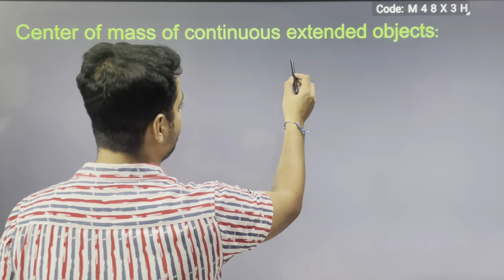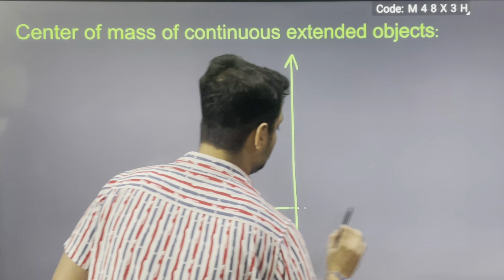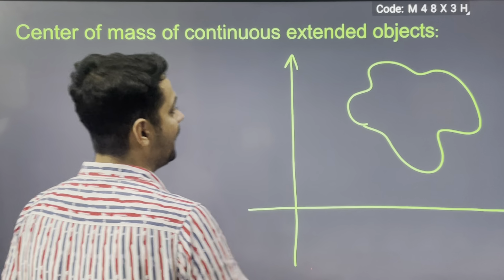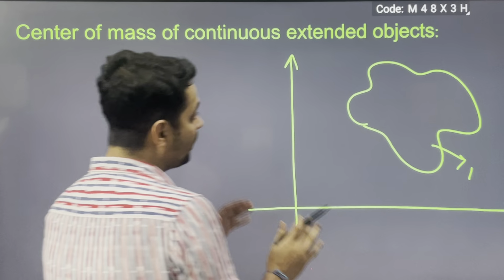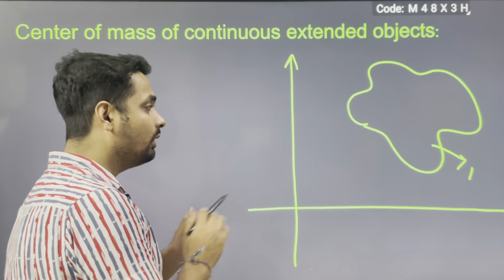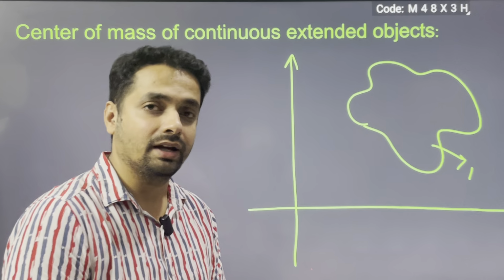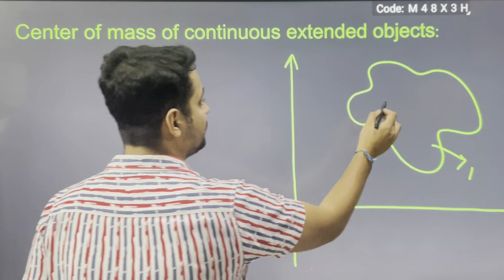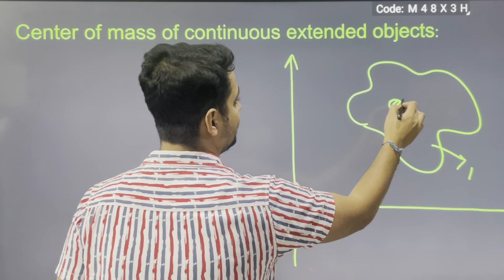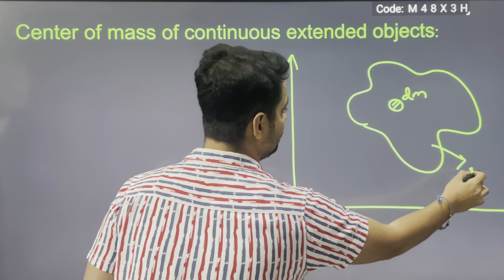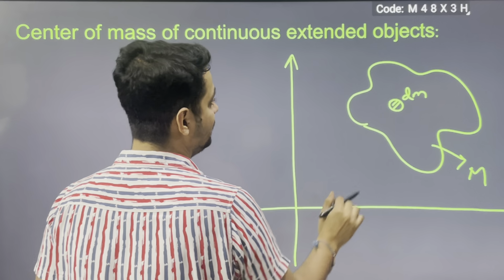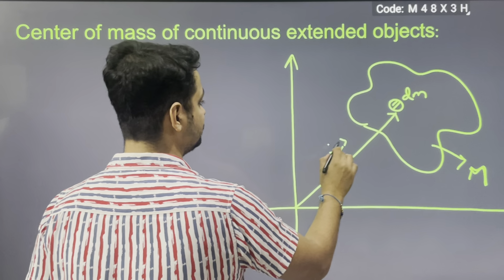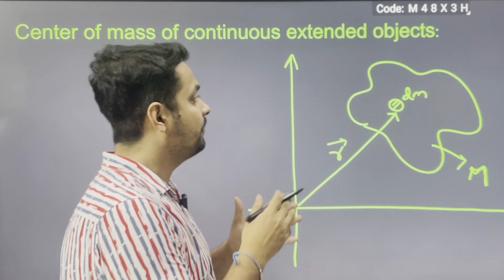Here I will draw one extended body. Let me take an arbitrarily shaped extended body, and its total mass is M. First I will take an elemental part. Elemental means a small part of this whole body, and I will find its position vector. Here I will take dm, a small part of the total mass M. Its position vector, let's consider, is r vector.